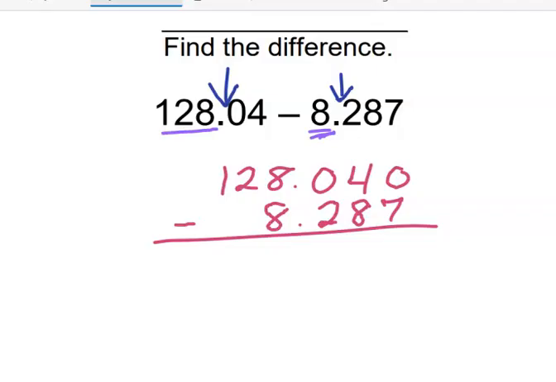So let's go ahead and solve it. We can't take 7 away from 0, so we're going to have to borrow from the 4 and make it a 3. This becomes a 10. 10 minus 7 is 3. All right, we can't take 8 away from 3, so we're going to borrow from the 0, but we can't. So we're going to borrow from the 8. That will become a 7. Okay, the 10 here, well, that would become a 10, but then we're going to borrow from that and make that a 9. And then this would be 13. So 13 minus 8 is 5.